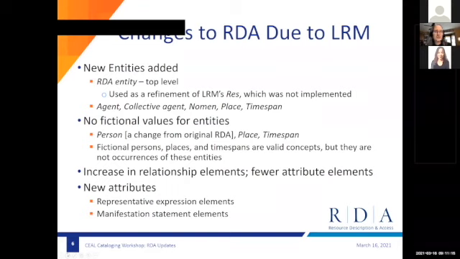This is a change from what was in original RDA and what was in FRAD. So we can't have fictional persons as creators, but we can't record fictional places and time spans as instances of those things either. These are all valid concepts, but they're not occurrences of these entities and need to be captured and labeled in another way.